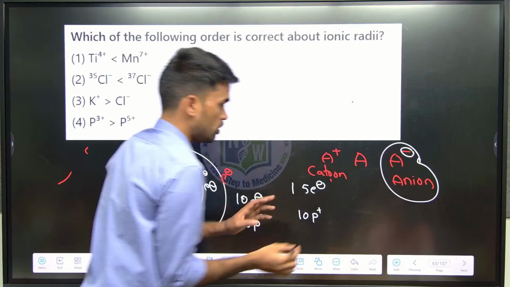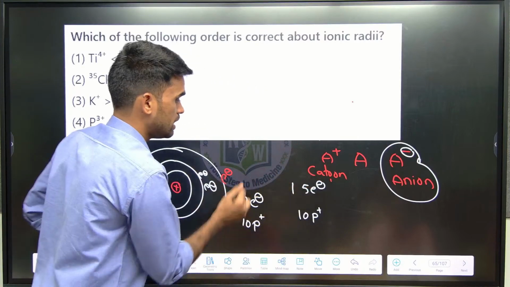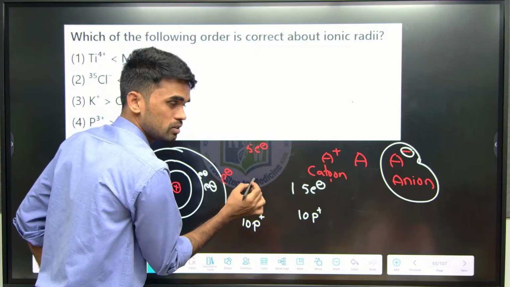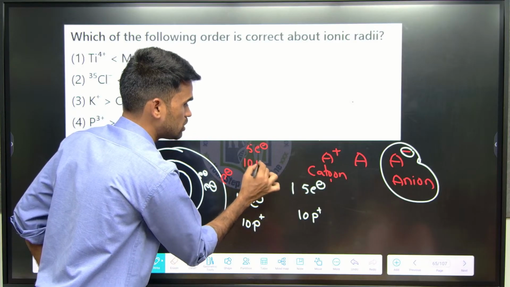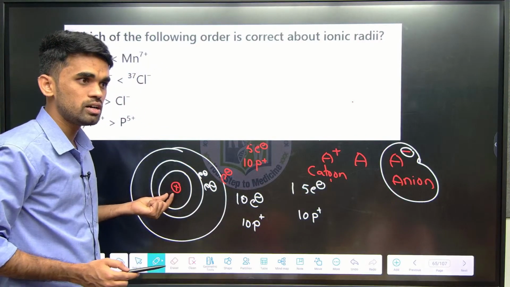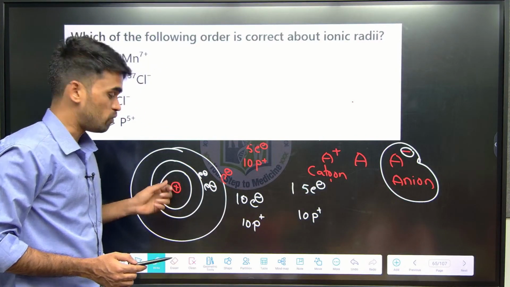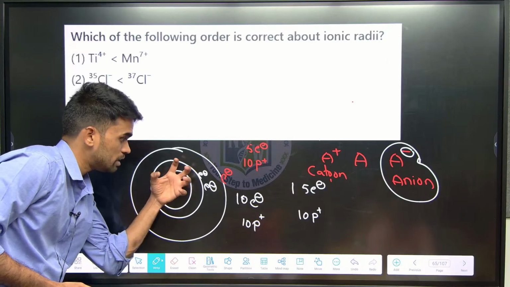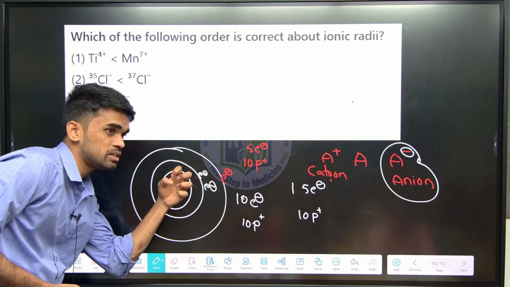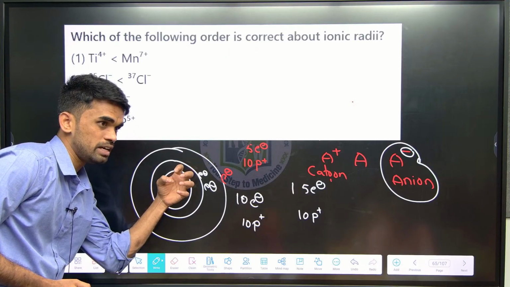Electrons are more. Now the third scenario: it has just 5 electrons. How many electrons? 5. But 10 protons are there. Now tell me what is the scenario? Nuclear charge is more now. So positive charge is more. What will these positive charges do? They will attract that electron cloud. So now what happens to the size? Decreases. Size is compressing now.